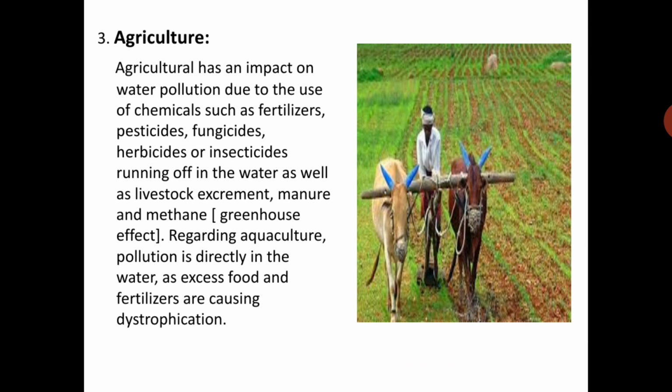Next, agriculture. This may also pollute water. Agriculture has an impact on water pollution due to the use of chemicals such as fertilizers, pesticides, fungicides, herbicides, or insecticides running off into the water, as well as livestock excrement, manure, and methane. That's a greenhouse effect. Regarding aquaculture, pollution is directly in the water as excess food and fertilizers can cause eutrophication.